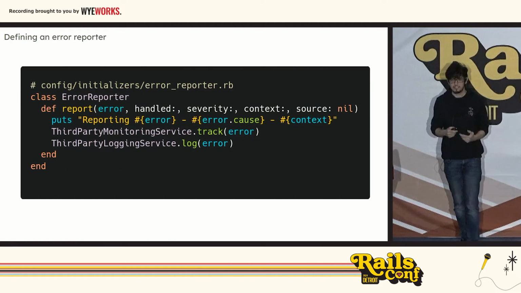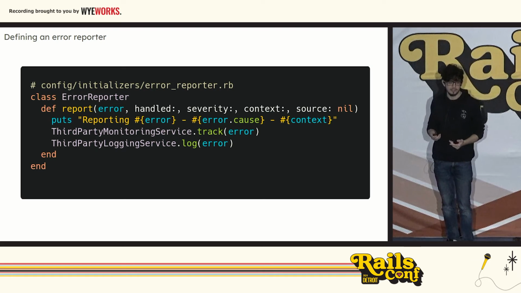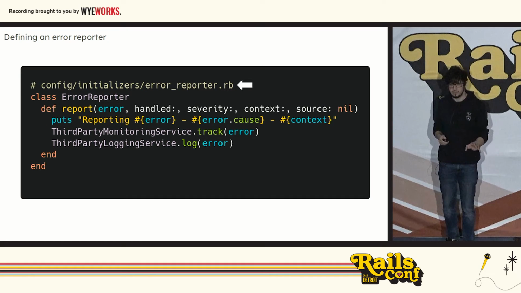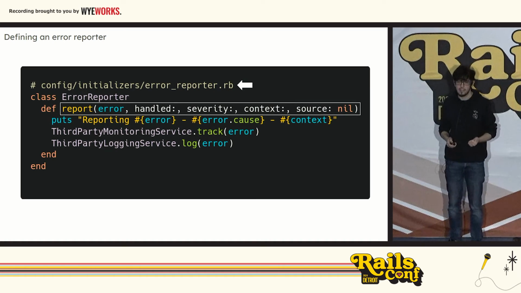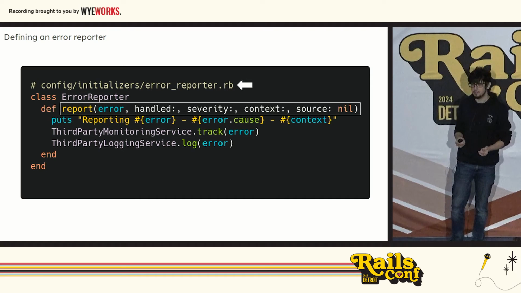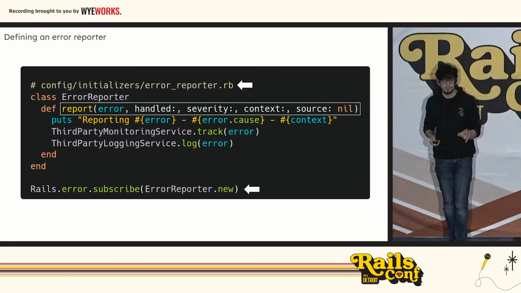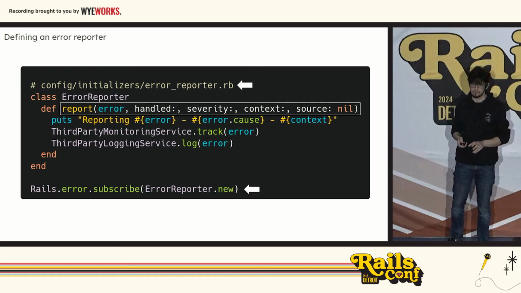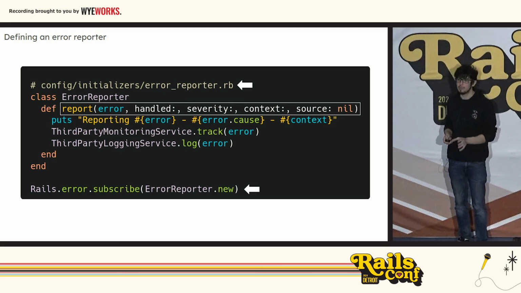So to have a centralized error strategy, we begin by defining an error reporter. The error reporter should be defined inside an initializer. The name of the class doesn't need to be ErrorReporter, it just needs to be in initializers. This class also doesn't need to extend any other class. It just needs to have a report method, where the first argument is the error, and the other ones are some named arguments with metadata about the error. The next step is to subscribe an instance of this error reporter to the global Rails error subscriber. This is something that is native to Rails, and it's important to know how powerful it is.